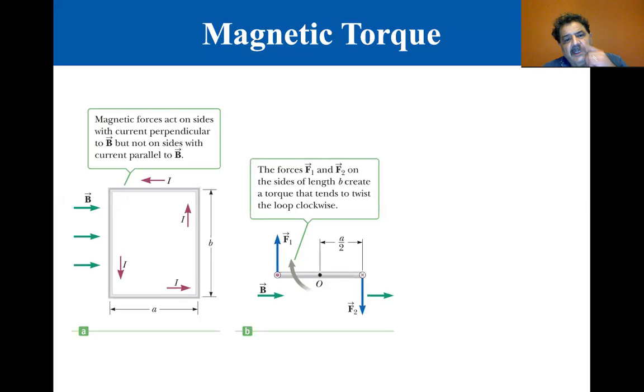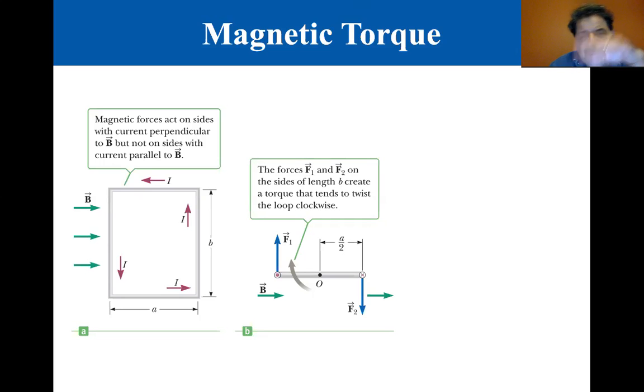So if you look at the figure, you'll see the width is a small a, and the length is B. Those currents that are along B, that are perpendicular to B, there's a force on them. Those parallel to A, there is no force, because theta in that case is 0 or 180, so there is no force on them.